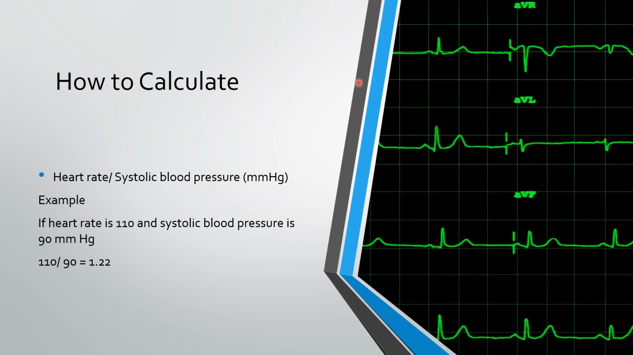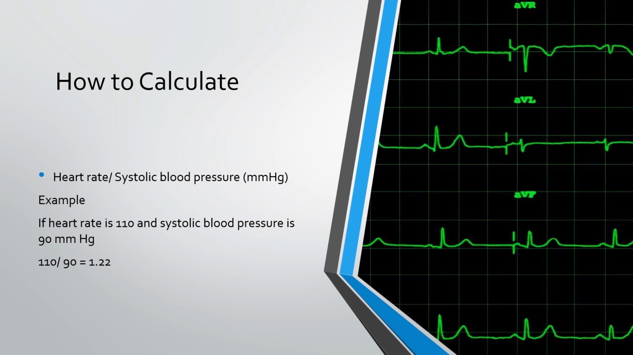It is derived by dividing heart rate by systolic blood pressure in millimeters of mercury. Let us understand by an example. If heart rate is 110 and systolic blood pressure is 90 mm of mercury, then the shock index is 110 divided by 90, which is equivalent to 1.22. In this condition, shock index is 1.22.